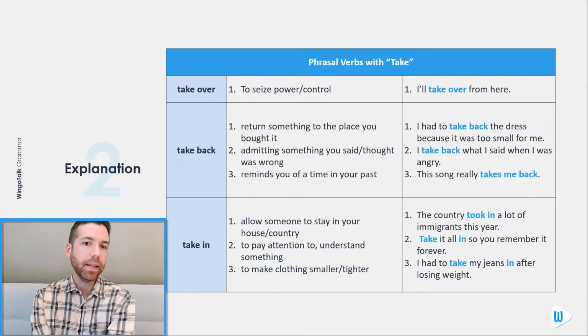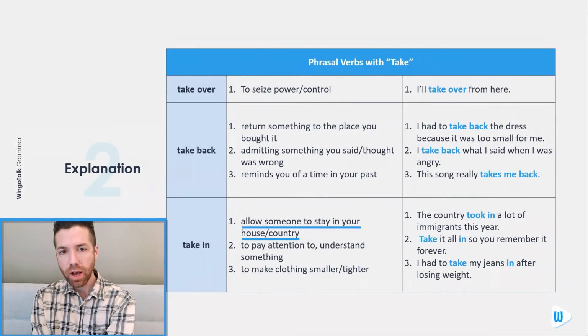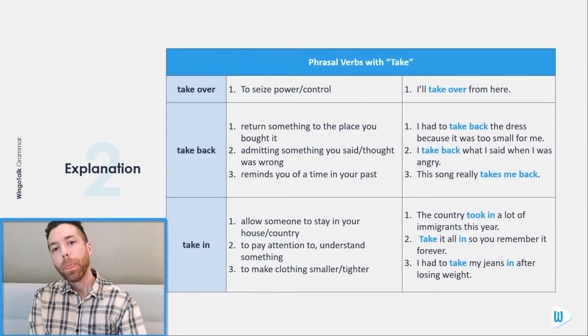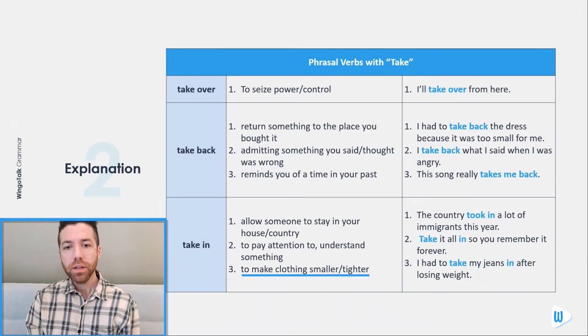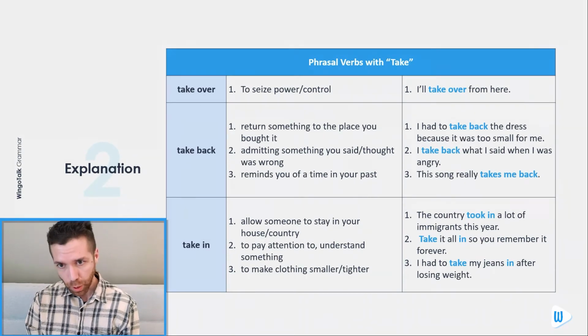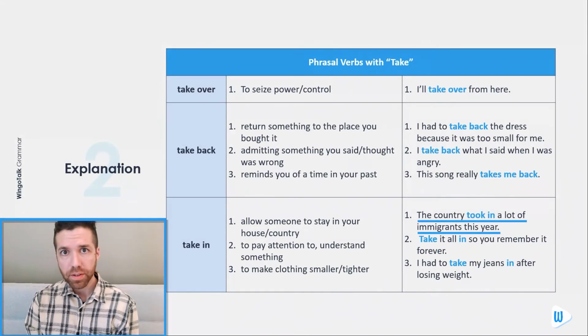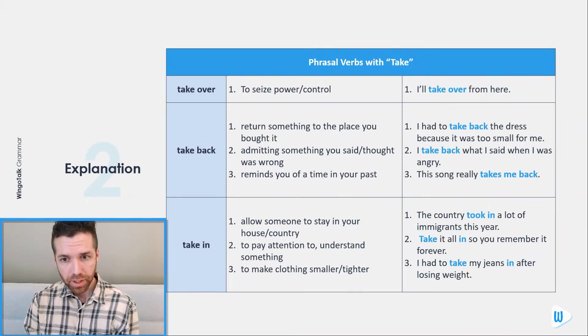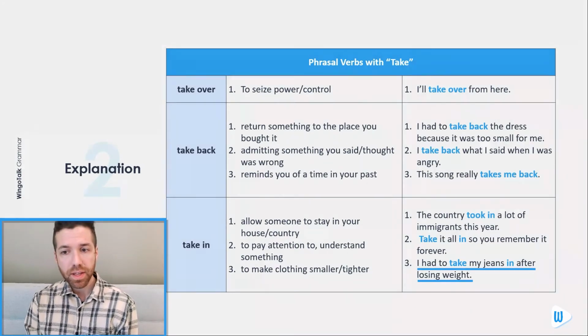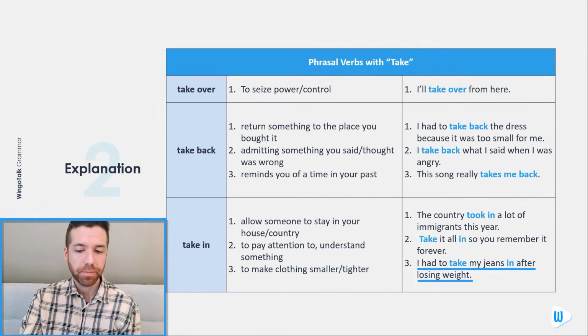Next, take in. It means to allow someone to stay in your house or country. 2. To pay attention to, understand something. 3. To make clothing smaller or tighter. Example 1. The country took in a lot of immigrants this year. 2. Take it all in so you remember it forever. 3. I had to take my jeans in after losing weight.